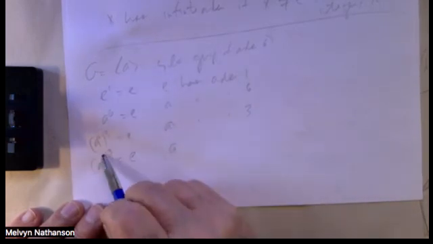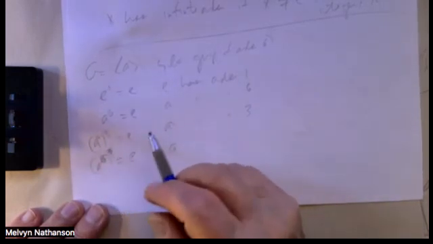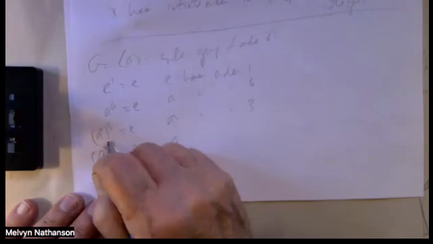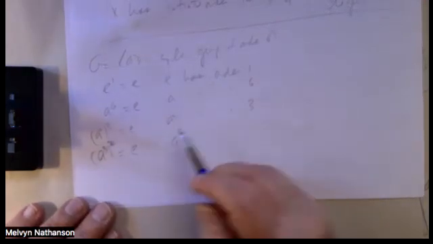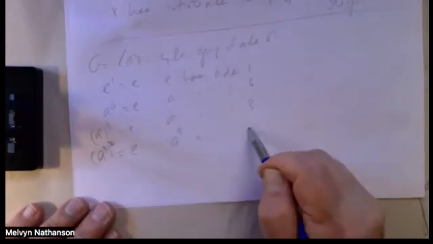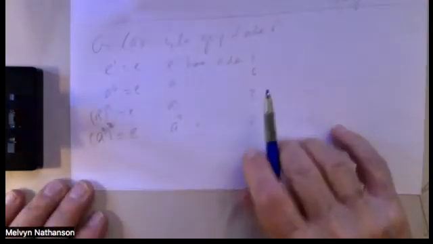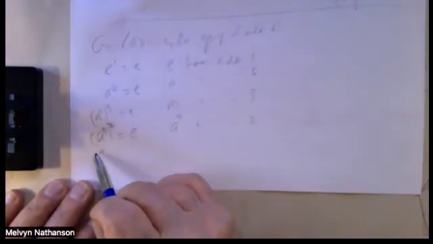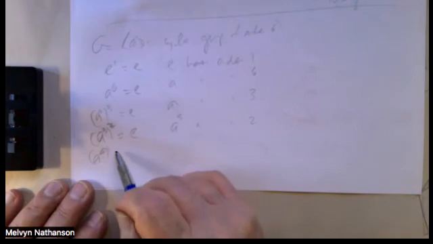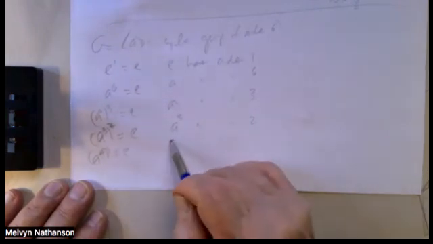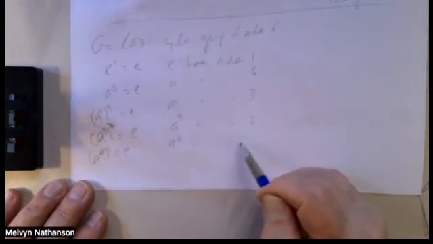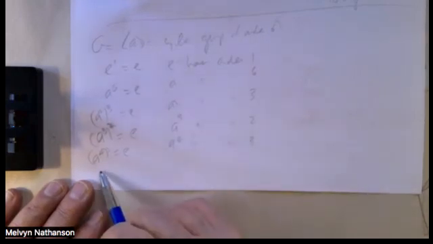Oops, sorry. No, let me say this correctly. It always helps. A cubed, if I square it, I get the identity. So A cubed has order 2. A to the 4th, if I cube it, is A to the 12th, that's the identity. So A to the 4th has order 3.